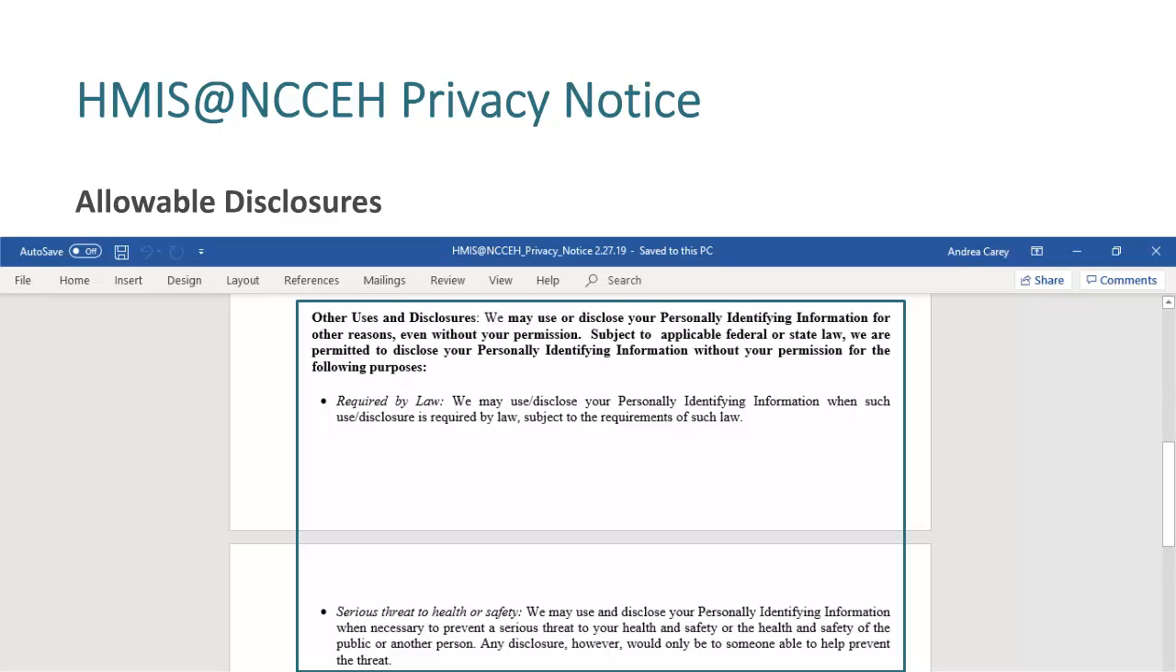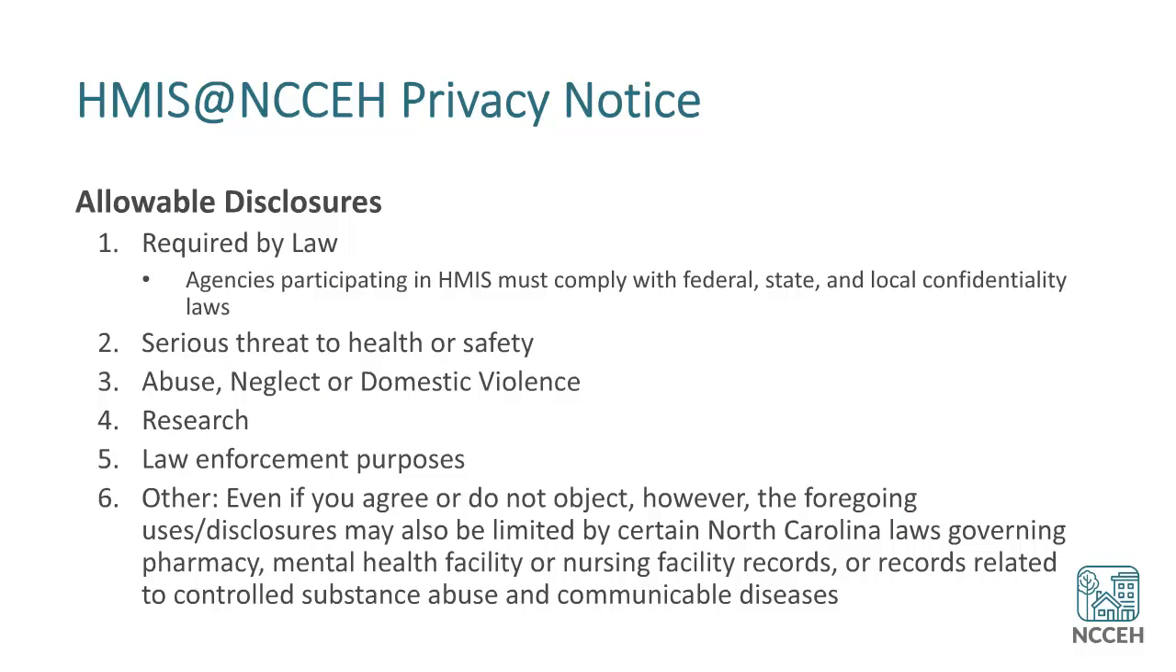Continuing to the end of page 1 and through page 2, the privacy notice outlines allowable disclosures of client information. Here are the allowable disclosures. 1. Required by law. We may use or disclose a client's personally identifying information when such use is required by law, subject to the requirements of such law. Agencies participating in HMIS must comply with federal, state, and local confidentiality laws.